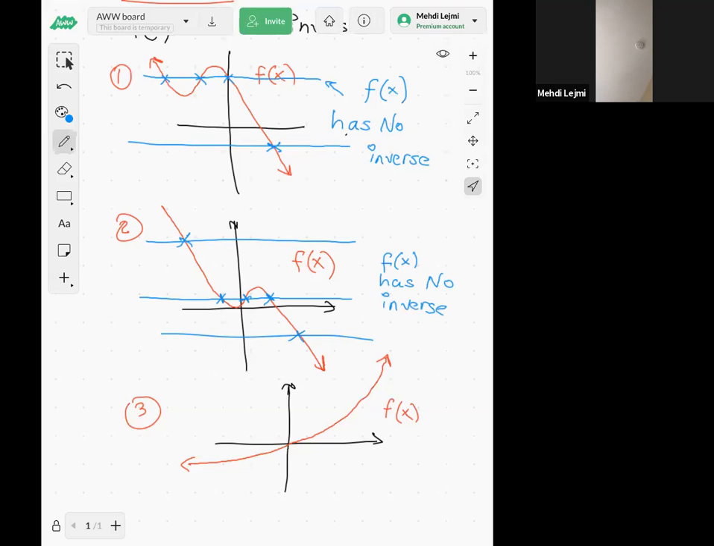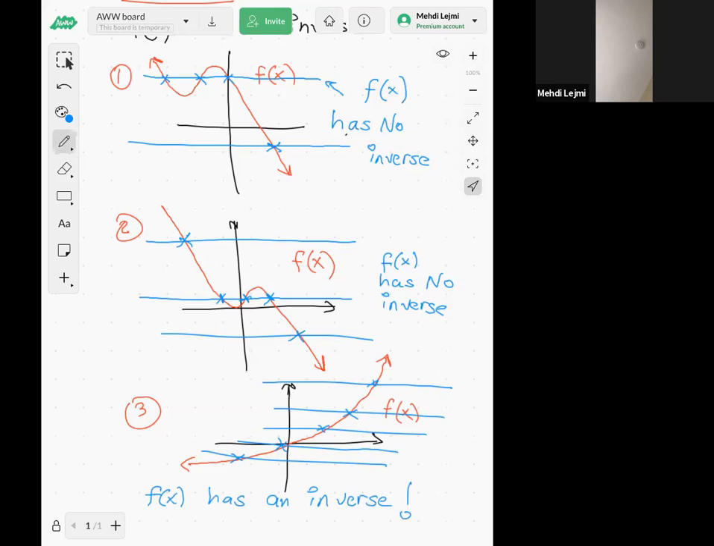All right. And what about the last one? Yes, absolutely. If you take any horizontal line here, it intersects the graph at exactly 1 point. So the last one, f of x, has an inverse.